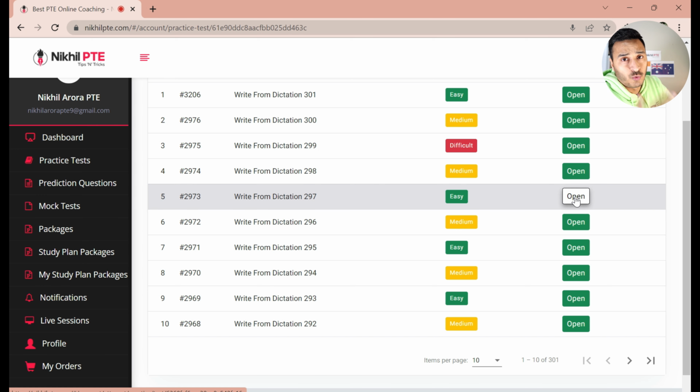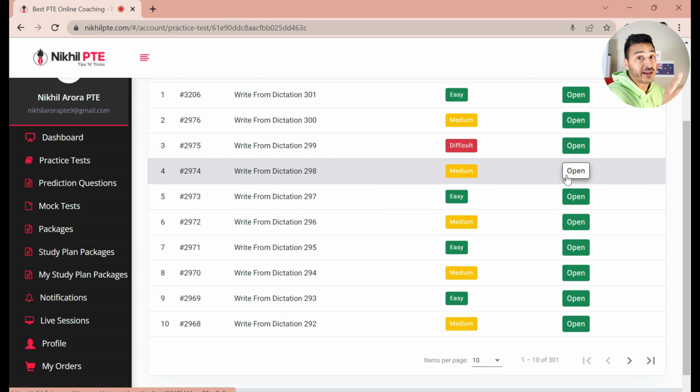Here you have to write. Both modules are interlinked with each other. You know, both are similar, but there is only one difference. In the case of Write from Dictation, you have to write it down. In the case of Repeat Sentences, you have to speak. Okay.